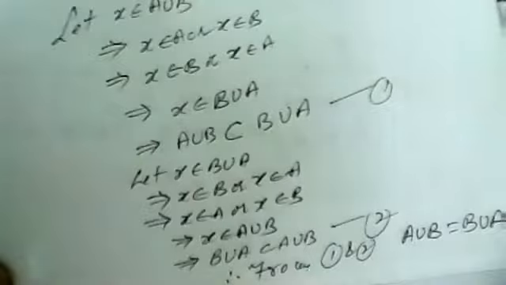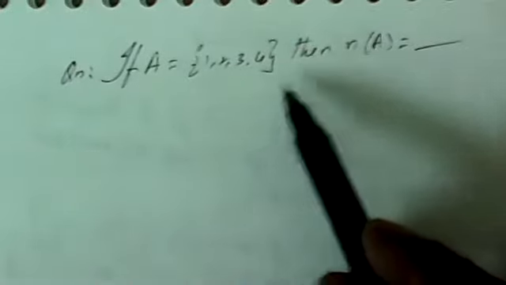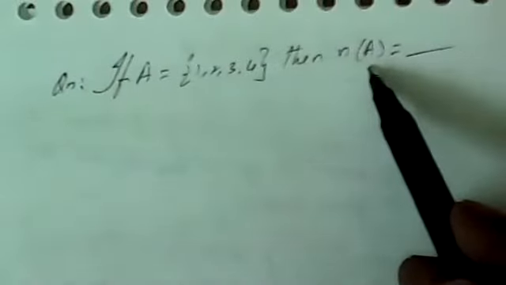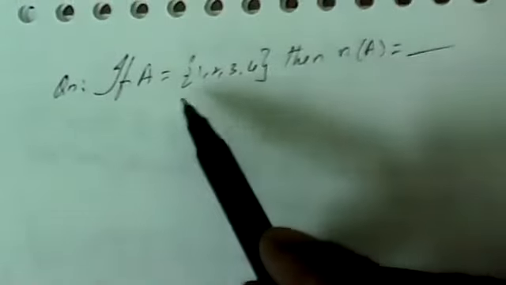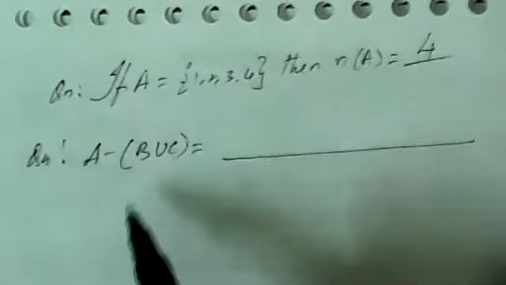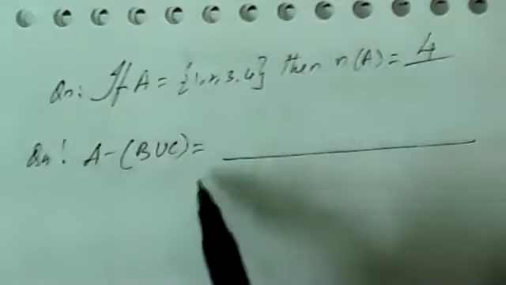So this is what we have. This is called the elementwise proof. If set A is equal to 1, 2, 3, 4, then the ordinal number n of A is the number of elements in set A. How many are there? 1, 2, 3, 4. So what is the answer? 4. Whatever number of elements there are, you write that; 4 elements, so write 4. So A minus of B union C is equal to dash.